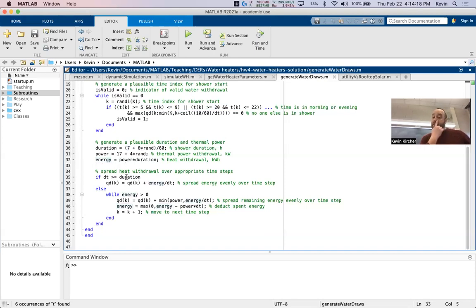So basically what this step does is it takes the amount of energy from the water draw and spreads it out over the time steps. Because dt, the time step, is 5 minutes in this example, but it could be 1 minute or 1 second. And so rather than putting all of the energy in one time step, which could lead to a very, very high spike in power if our time step was really short, I take it and spread it out over an appropriate number of time steps. So that's what this code is essentially trying to do.